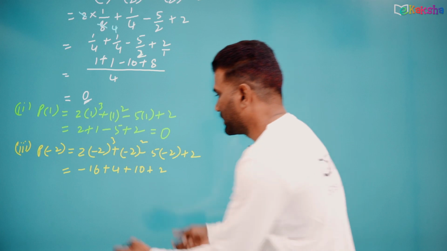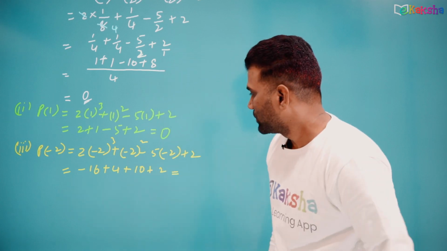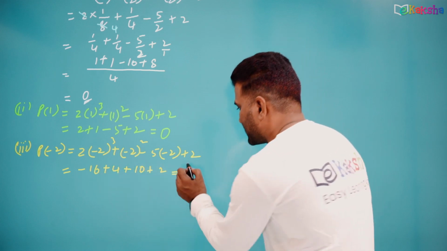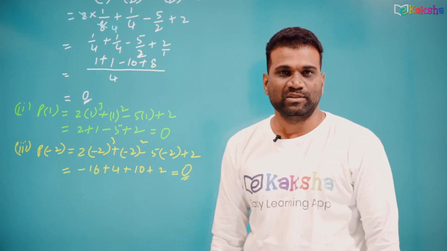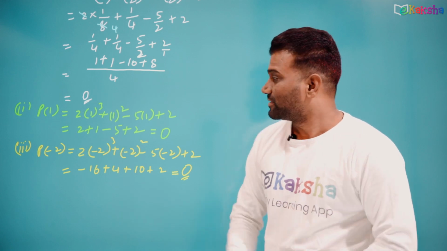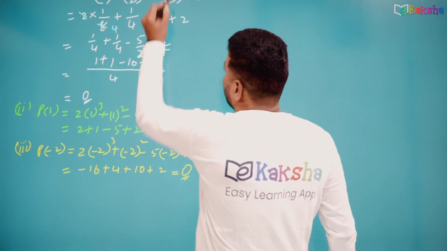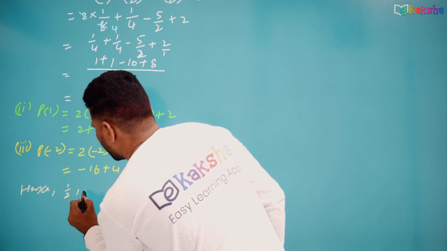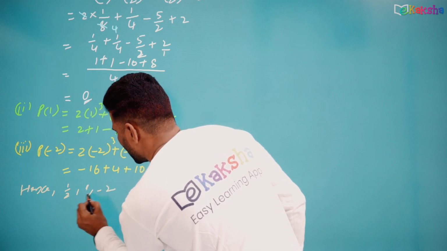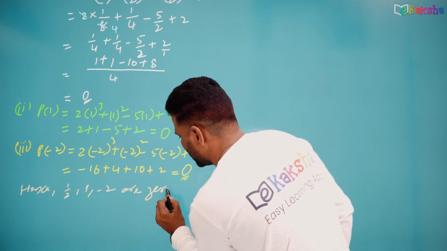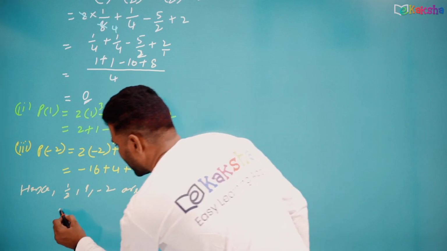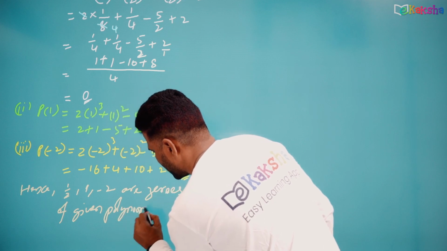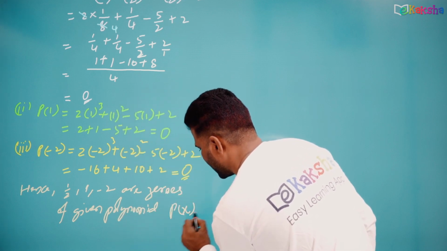Now on summing up all these, here also these are all positive. 4 plus 10 is 14, 14 plus 2 is 16, 16 minus 16 is 0. So this one also is a zero of the given polynomial. So what we can say here, hence half, 1, negative 2 are zeros of the given polynomial p of x.